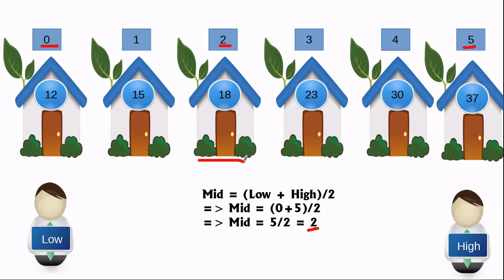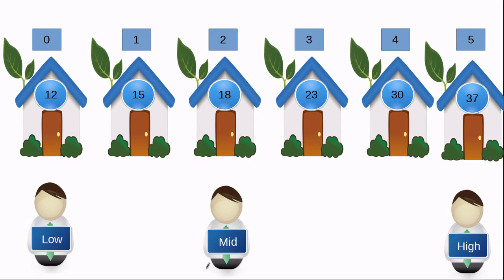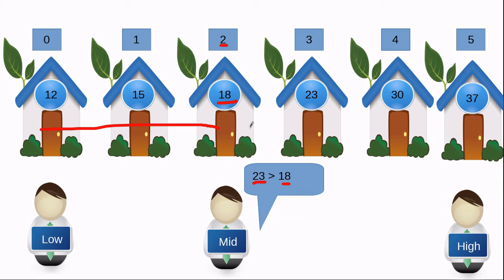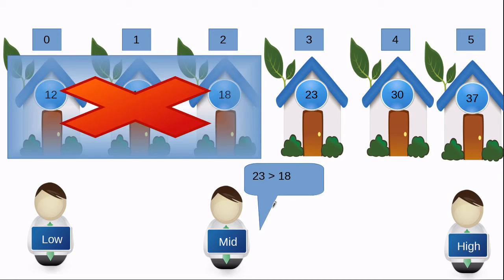Now these people want to search for 23. So they compare 23 with the element that exists at the mid position. We found that 23 is greater than 18. It means all the elements from here to here will be less than the element that we want to search, so we just discard this. It will look like this.